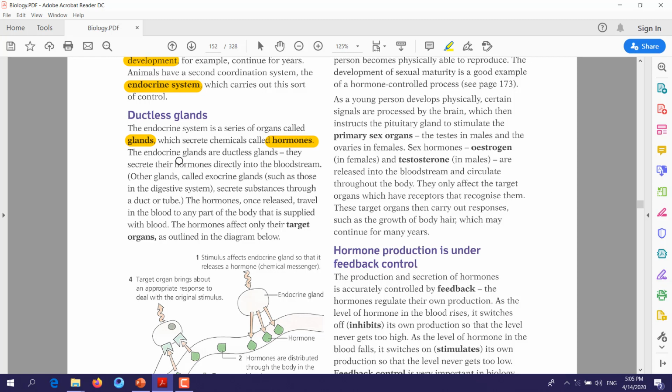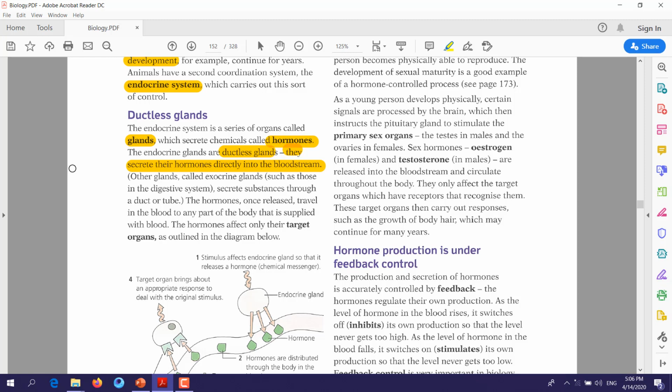The endocrine glands are ductless glands. What does that mean? It doesn't have a duct, or in another meaning, we will say they release the hormones directly into the bloodstream. Again, endocrine glands are ductless. It means when it makes the hormones, these hormones will be released directly into the bloodstream.